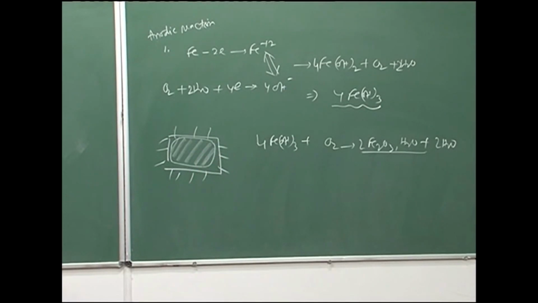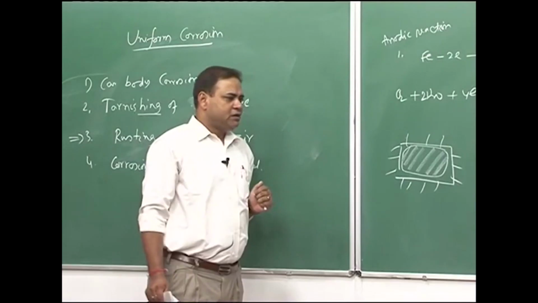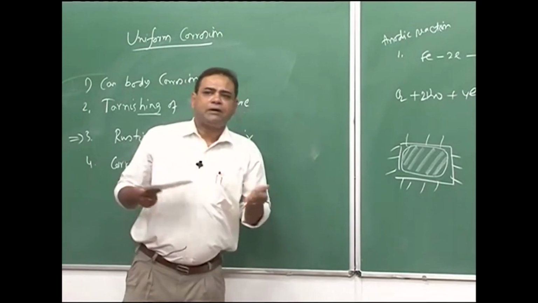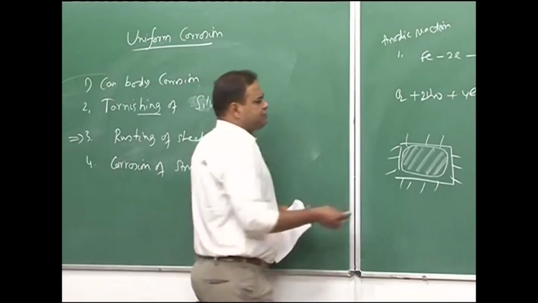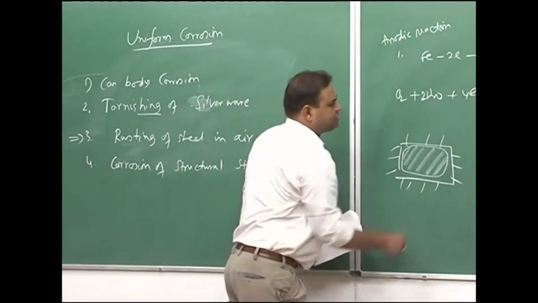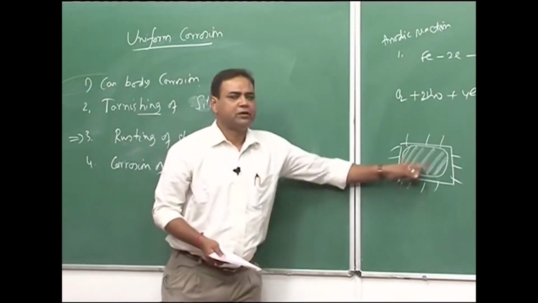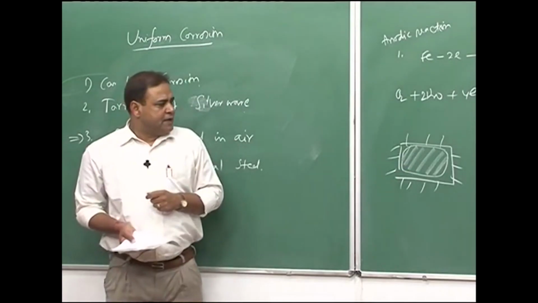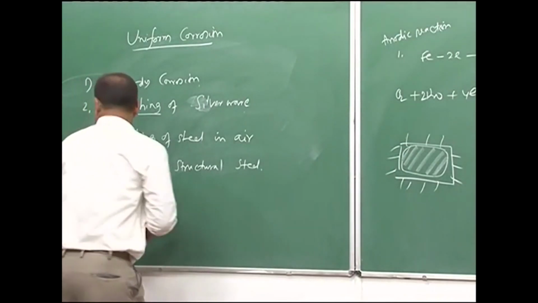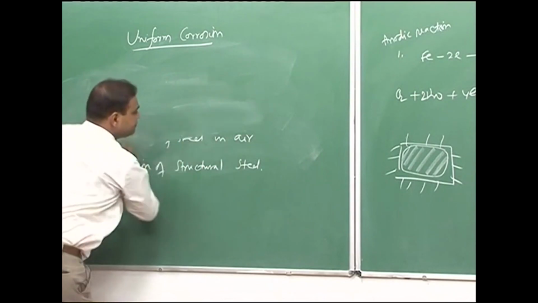Now, how to avoid this particular corrosion? This is a very general corrosion phenomenon, and since you cannot avoid corrosion, one sort of protection is that in the beginning, instead of having the exact dimension, we will have a little extra material in it. That extra material will take care of the material loss due to uniform corrosion. The second thing is we can go for cathodic protection. So, what protection mechanisms can we employ in case of uniform corrosion?